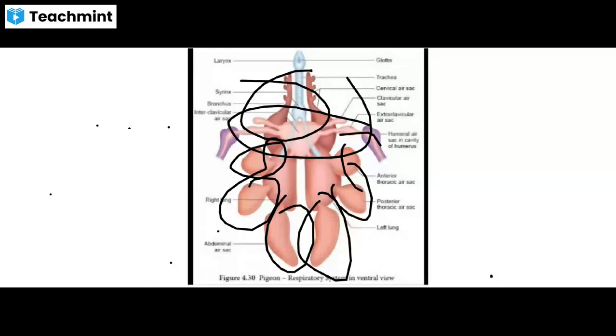Okay, next, respiratory mechanism, the process of respiration. In pigeons and other birds, expiration is an active process, but in other vertebrates expiration is a passive process. Birds participate actively in the inhalation and exhalation mechanism.